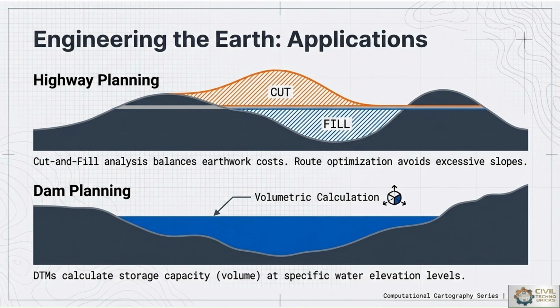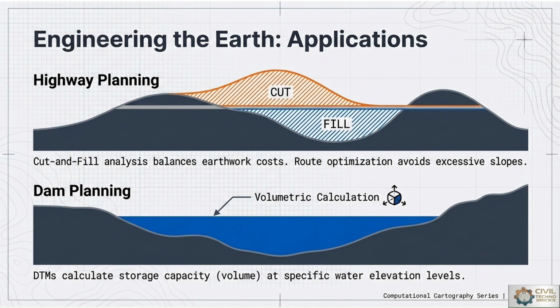Here two conditions are there: highway planning and dam planning. With reference to highway planning, we are civil engineers and we have to construct the highway on flat terrain. We have to first study the natural terrain with its irregular shape, and perform cutting and filling to provide the flat surface. Cut and fill analysis balances the earthwork volume and its cost also. Route optimization avoids excessive slopes so that a large amount of flat terrain is achieved.